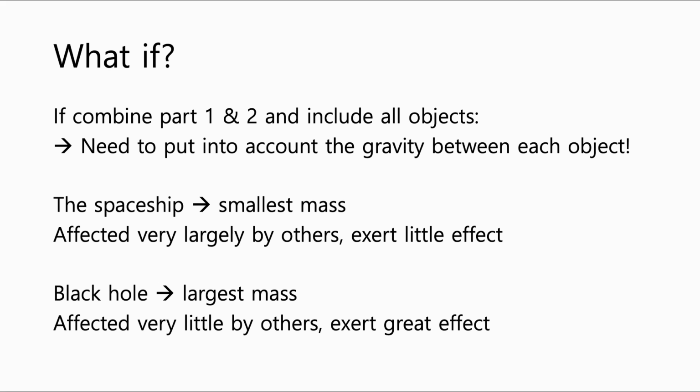What if? If we combine part 1 and 2 and include all objects, the star, black hole, planet, and spaceship, we would need to take into account the gravity between each object. The spaceship would be the smallest mass, which is affected very largely by others but exerts little effect. The black hole, with the largest mass, is affected very little by others but exerts great effect.